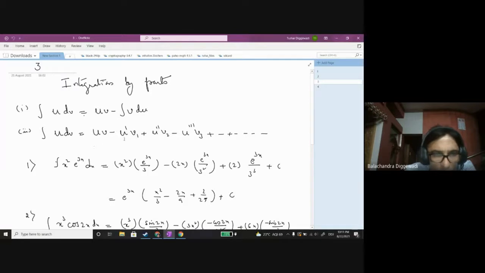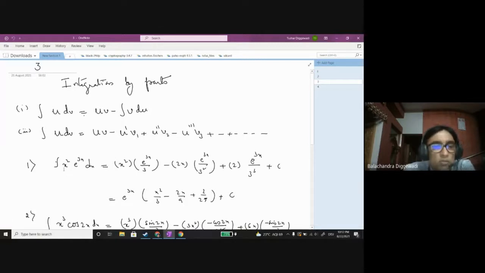Here you write u dash, double dash, triple dash, meaning the successive differential coefficients of the differential part, and v1, v2, v3 and so on, so you have to successively integrate. Integration of v is v1, v1 integration is v2, v2 integration is v3. This process continues. The question is where it ends. Very simple: whichever term is being differentiated, successively differentiate it until you get the constant term. Irrespective of sign, the series alternates positive and negative.